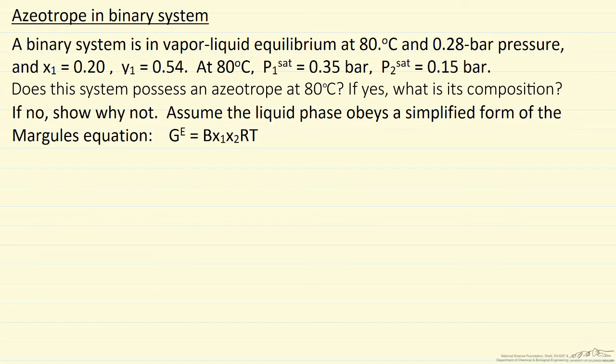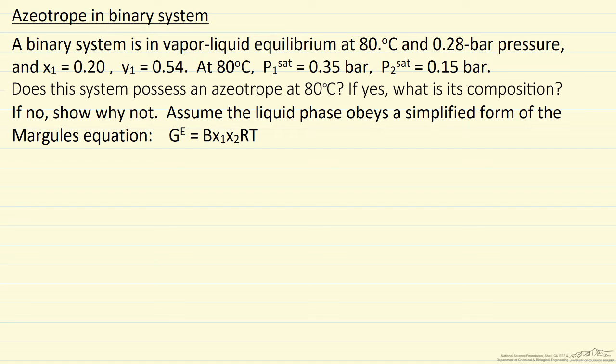In this problem, we're given data at one pressure and temperature. So we're given a mole fraction in the liquid phase and the mole fraction in the vapor phase for a binary system in vapor-liquid equilibrium. And then the question is, at this temperature, is there some composition where this system has an azeotrope? And if so, what's that composition? If not, justify why there's no azeotrope.